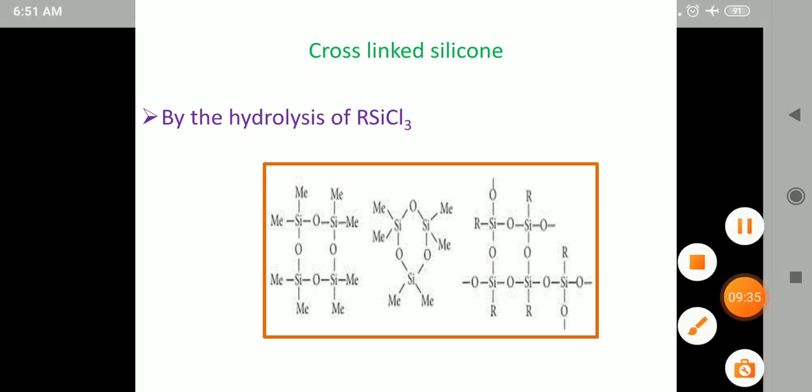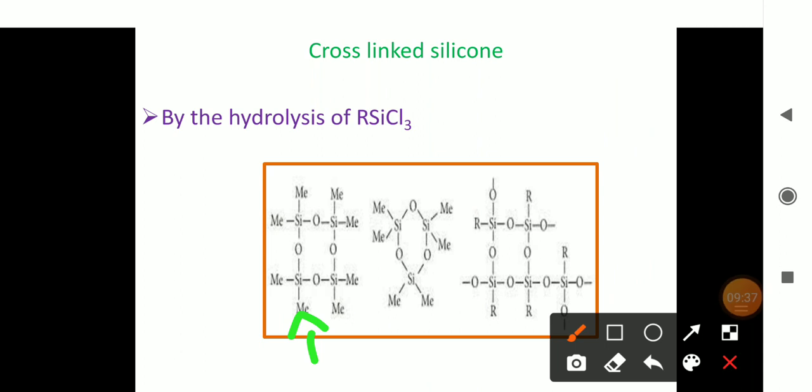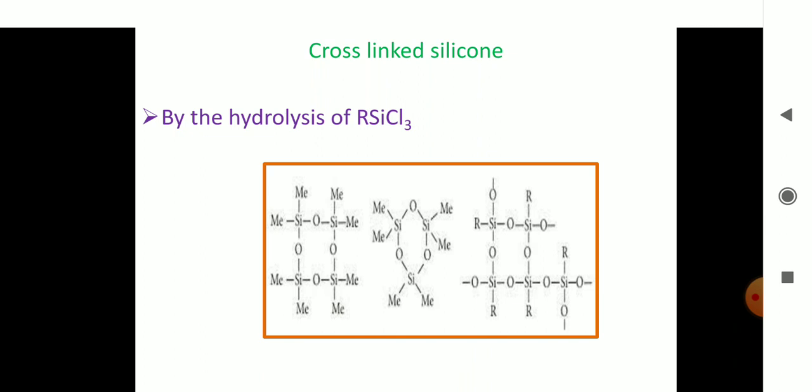There are 3 structures given. This is one structure of a cross-linked polymer, this is another structure of a cross-linked polymer, this is also another structure of a cross-linked polymer. So how are the cross-linked polymers prepared? They are prepared by the hydrolysis of RSiCl3, alkyl trichlorosilanes. So with this, the preparation part is over. Then next we have to discuss the types of silicones.